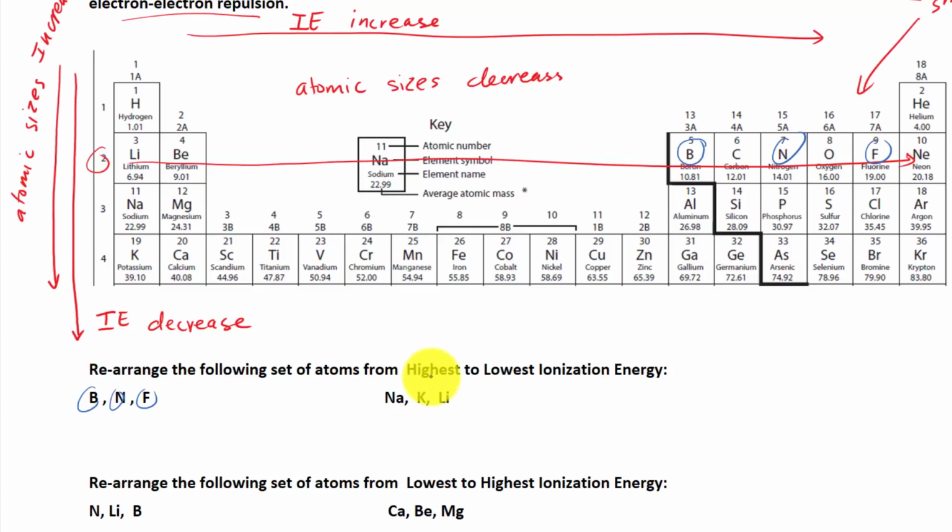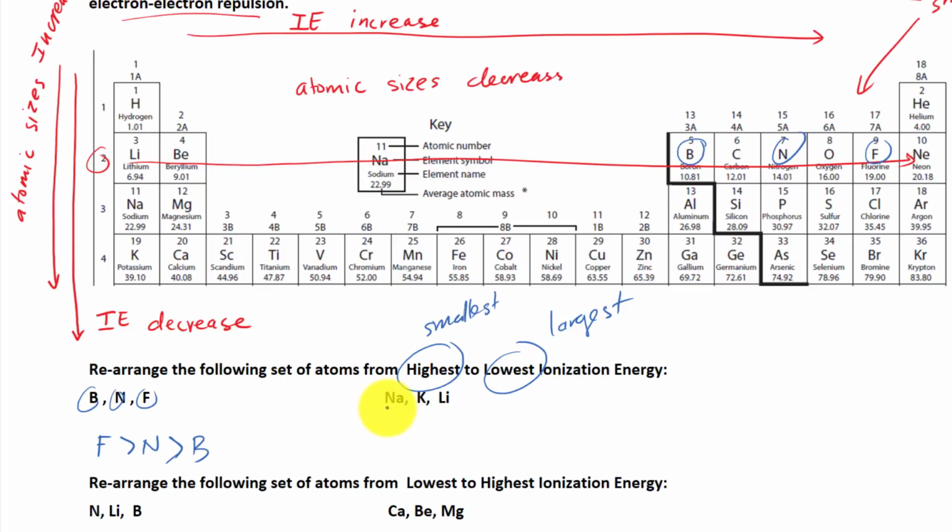Well, if we know the trend going across this way, it would increase. So from the highest to the lowest, of course, the highest would be all the way over here. The highest would be fluorine, okay? Followed by nitrogen, and followed by boron. And if we think in terms of atomic size, the highest one would be the smallest, and the lowest one would be the largest. And that makes sense. If we apply the periodic trend, boron would be the largest one, and that's why it has the least ionization energy.